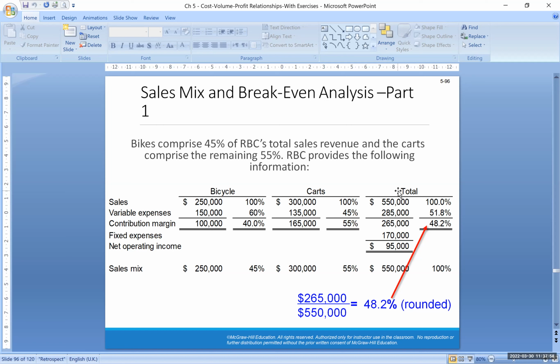Why? Because we need to calculate the contribution margin ratio. So 100 minus 51.8 equals the percentage of the contribution margin. In another way, 550,000 minus 285,000 equals the total contribution margin of 265,000. 265,000 divided by the base, which is the sales, equals 48.2%. We need this percentage in our calculation.